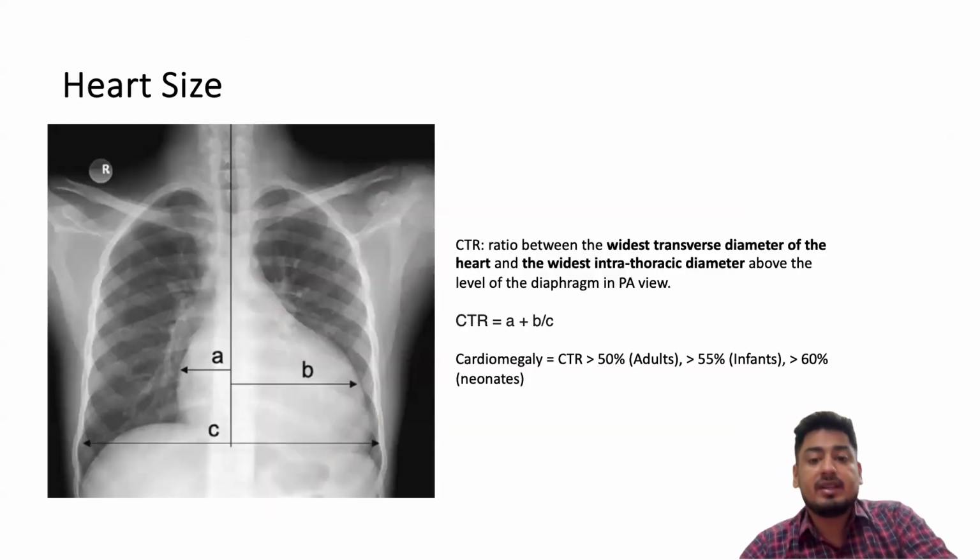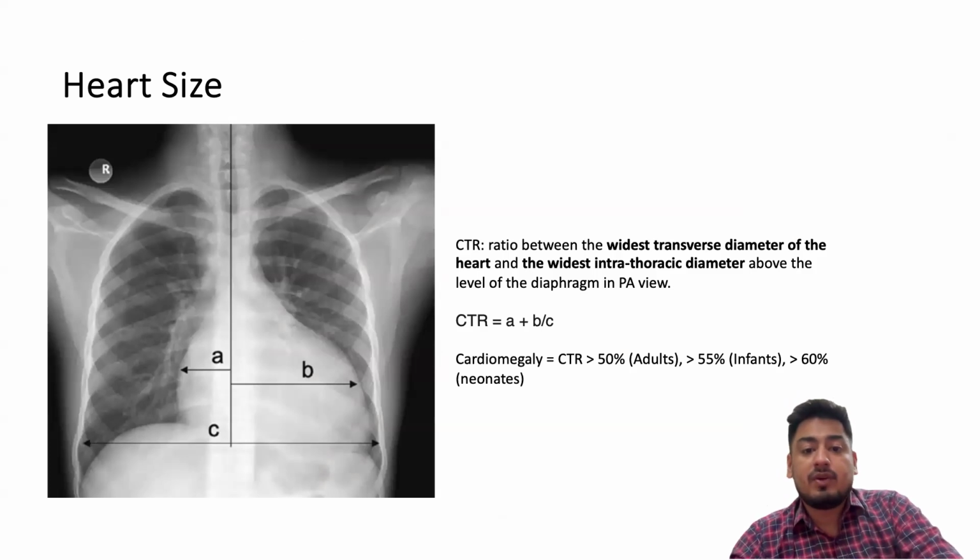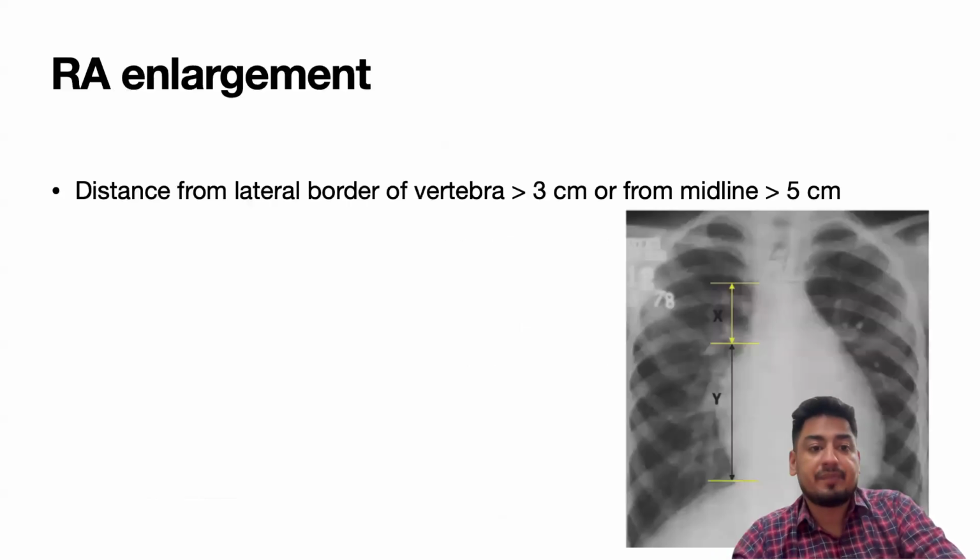Now, how to tell whether there is cardiomegaly or not? You have to calculate the CT ratio, that is the cardiothoracic ratio. And how to calculate this? You have to measure the widest transverse diameter of the heart, that is A plus B here, and then measure the widest intrathoracic diameter, that is C here, and the ratio is A plus B divided by C. If the cardiothoracic ratio is more than 50% in adults, then we can say there is cardiomegaly. If it is more than 55% in infants, then there is cardiomegaly. And if it is more than 60% in neonates, then there is cardiomegaly.